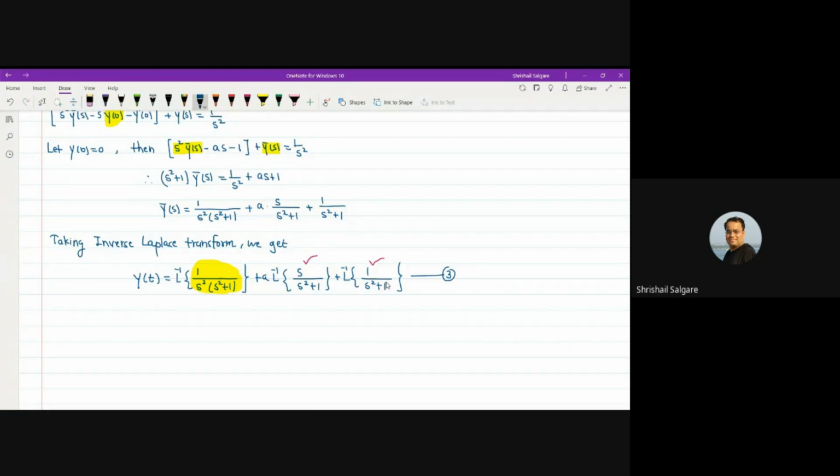You may use partial fraction. Any method you can use. Tell me which method I should follow. Accordingly, I will go. At least tell me the name. To find the inverse Laplace of the highlighted term, I have to go with the convolution or partial fraction.